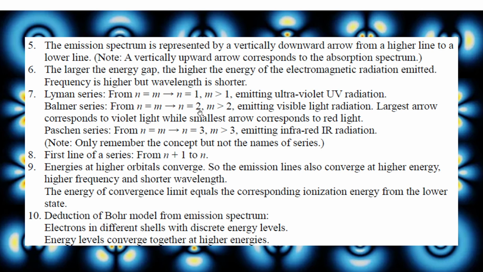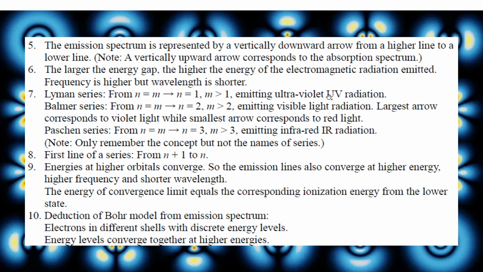Okay, falling down to n equals 2 gives visible light, and you can see it. For n equals 3, it becomes infrared radiation. No need to remember this, but we have to remember this fact: UV light, visible light, and infrared. These are the three series emitted by the hydrogen atom.